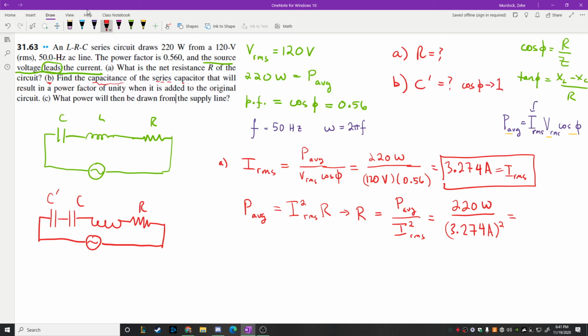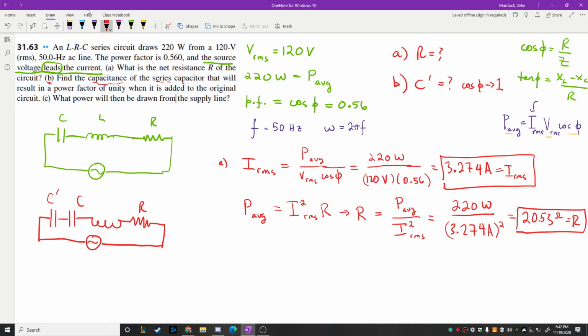Okay. I kept a few more digits here, but I got 20.53. Yeah, I agree with that. So that's our resistance. 20.53 ohms. That's part A.